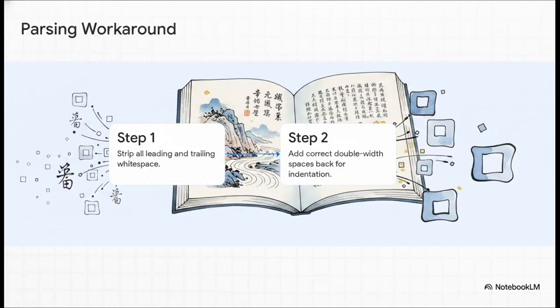But Ang went one step further to guarantee the formatting was absolutely bulletproof. During the parsing phase, they implemented a really clever workaround. Step 1, the program actively strips out all the leading and trailing whitespace from the paragraphs entirely. Then, Step 2, it completely sidesteps the single-width space problem by directly injecting the correct double-width CJK spaces right back into the paragraphs for the indentation. So even while they were untangling the messy mapping logic we just looked at, the actual use case, the formatting of those Chinese novel paragraphs, stayed perfectly intact and beautifully formatted.